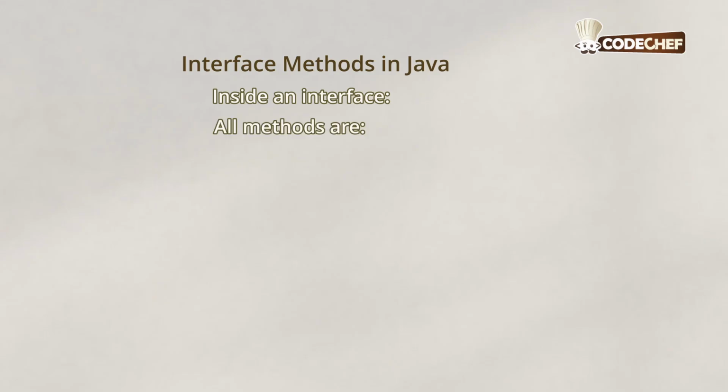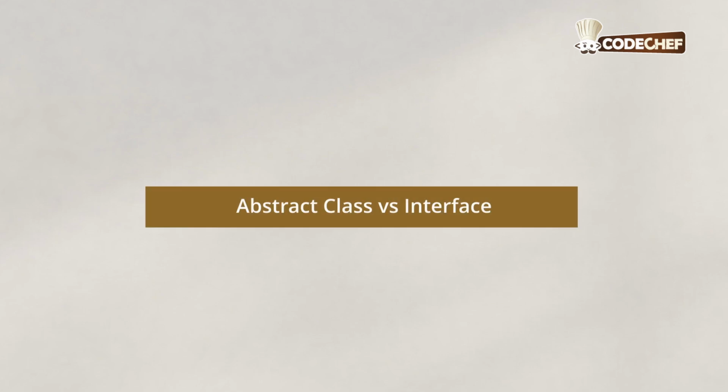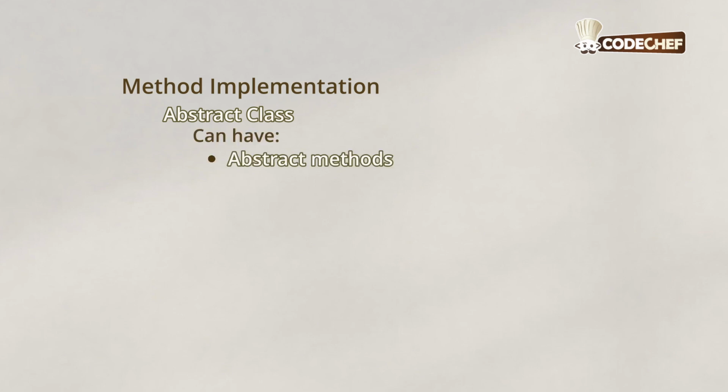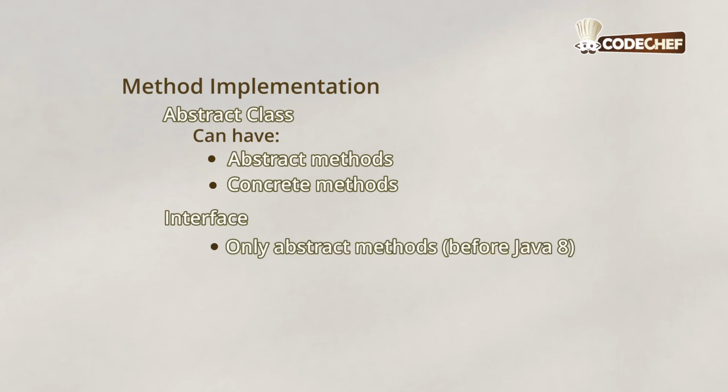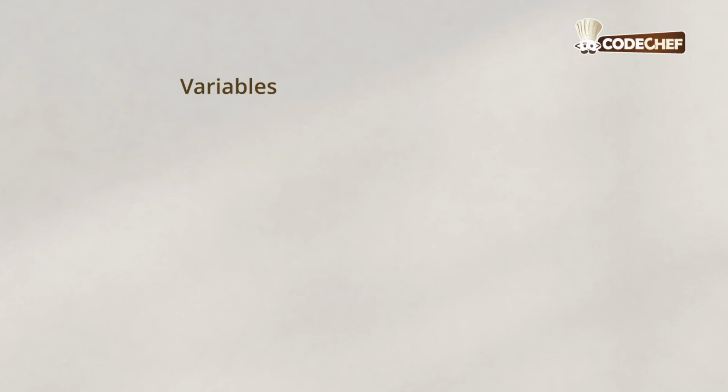Interface methods in Java. Inside an interface, all methods are public abstract. Even if you write void show, Java treats it as public abstract void show. Now let's talk about abstract class versus interface. Both help in abstraction, but they are different. First, method implementation. An abstract class can have abstract methods and concrete methods. An interface can only have abstract methods before Java 8. After Java 8, default and static methods are also allowed.